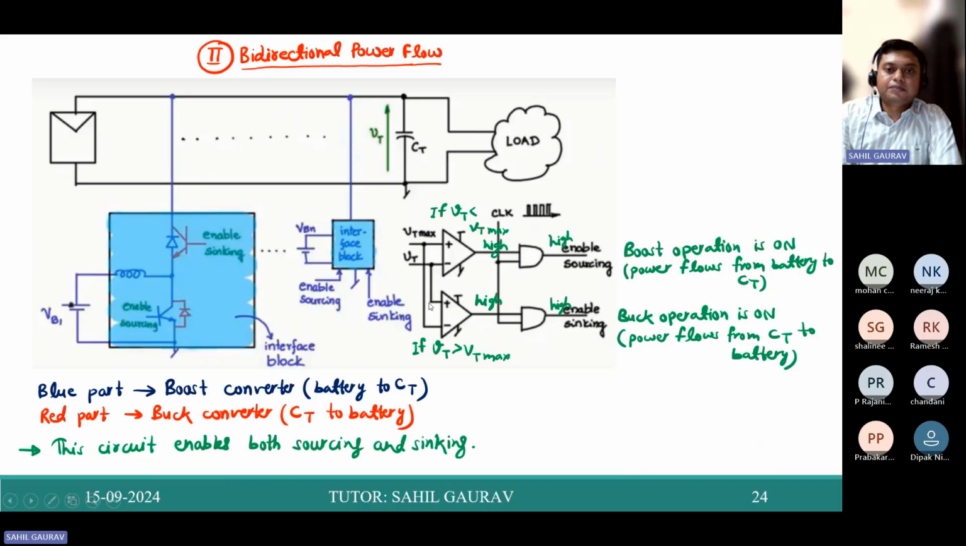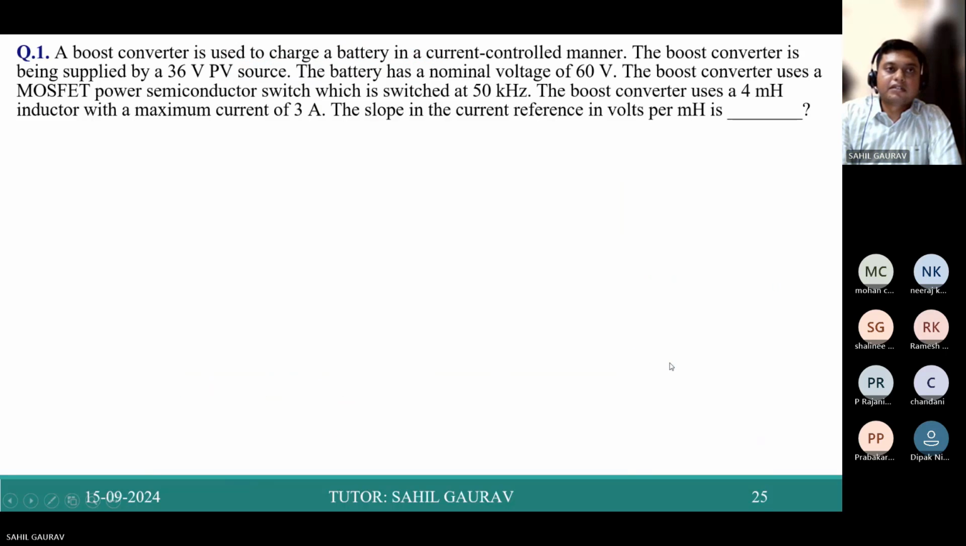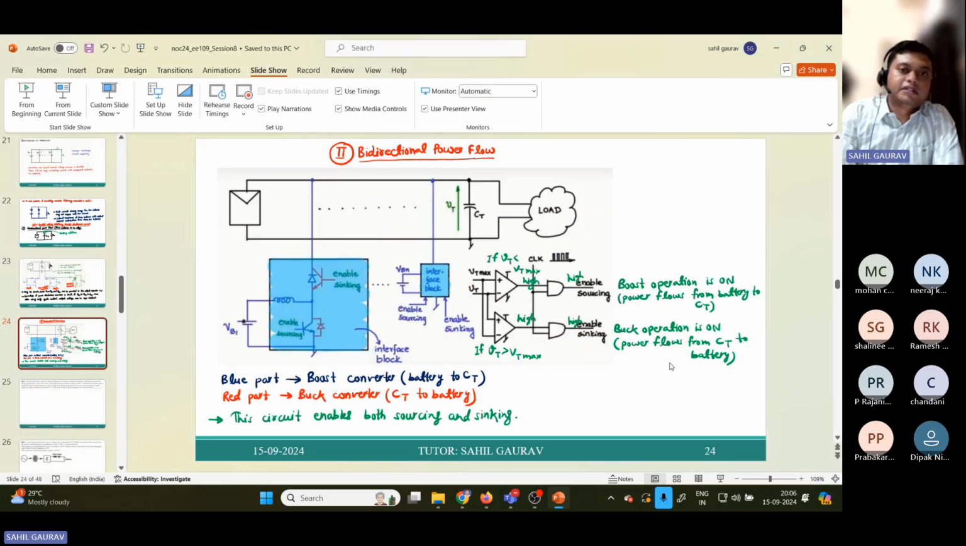And for the sinking condition, we just provide the opposite signal to the polarity of this op-amp. In a similar way, if VT is greater than VT max, then our op-amp will give a high signal, and this provides enable sinking. So the buck operation is on, and power flows from the capacitor to the battery. So this is all the discussion about the storage part, all the discussion about the current assignment.